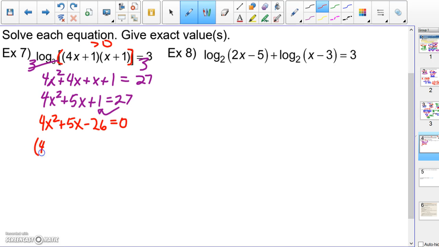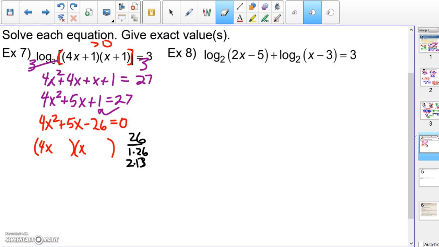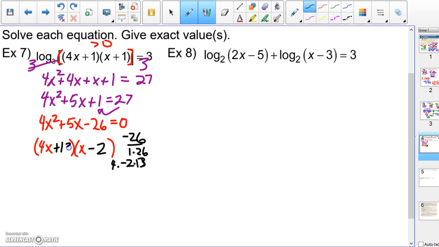I'm going to factor it into 4x and x. I need two numbers to multiply to negative 26. Remember, they're not going to add up to that 5, because one of the numbers is getting multiplied by 4. So if you do 13 minus 8, 4 times negative 2, 13 minus 8, that's going to do the trick. So I'm going to have a negative 2 on this side and a positive 13 on this side. Don't forget the equals 0, and that's how we're going to find our solutions. Our zeros are negative 13 fourths and positive 2.